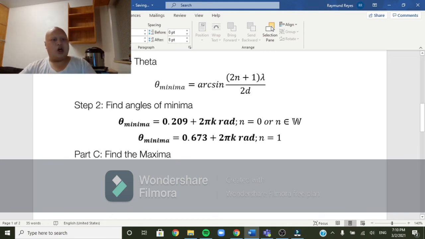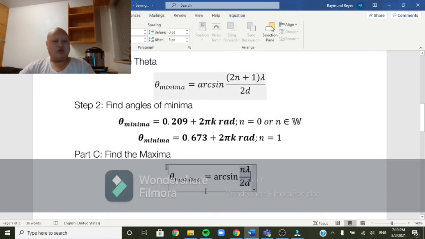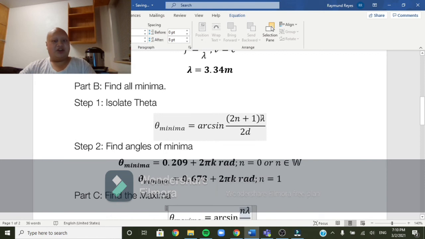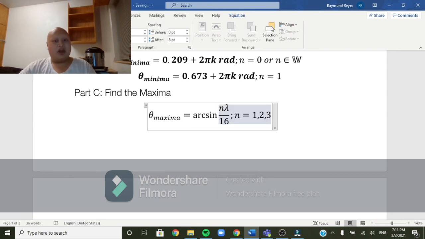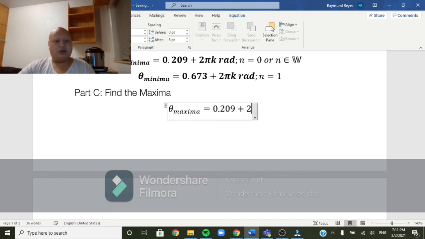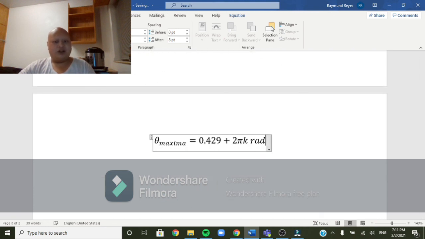So now we have to find the maxima for part C. If you remember your theta from step 1, then you can use it for part C, except n is by itself. There's no 2n plus 1. It's just n. So d is 8. So 8 times 2 is 16. So you can just get that down. But this time, since we are looking for the maxima, n is actually an element of all natural numbers. So you can just plug in 1 for n, and then plug in lambda, 3.34, and then just get the arcsine of that answer. So yeah, you get 0.209 plus 2 pi k radians for the maxima at n equals 1. And then you can do the same thing for n equals 2. So that's 0.429 plus 2 pi k radians.